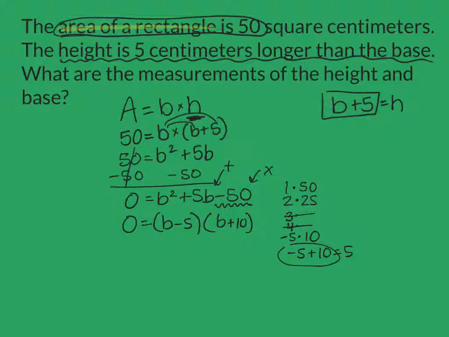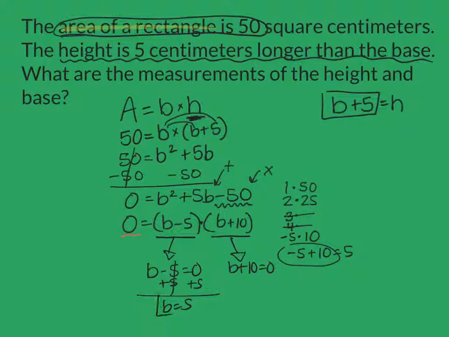Okay, so now that I have it factored, I'm going to solve this. So I have this parentheses times this parentheses equals 0. So I know that when I'm multiplying, if the answer is 0, that means that one of these would have to be 0, since anything times 0 equals 0. So I have 2 situations to solve. Either this first parentheses could equal 0, or the second parentheses could equal 0. And then I solve each one.